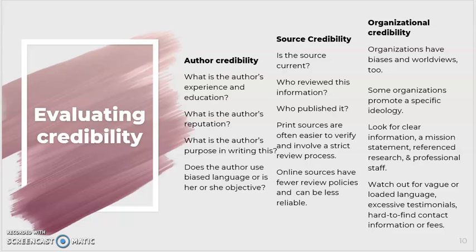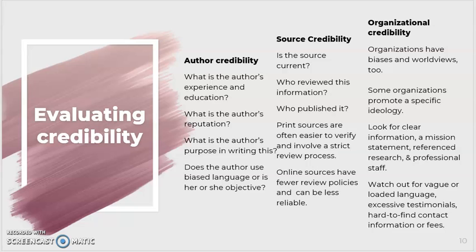Sorry guys, picking back up here with evaluating organizational credibility. It's important to also evaluate the organization that's being discussed. So for example, the National Education Association or the American Academy of Pediatrics, those are typically pretty reputable sources, but it's important to keep in mind that organizations also have biases and worldviews, and that some of them are pretty specific about an ideology that they promote.